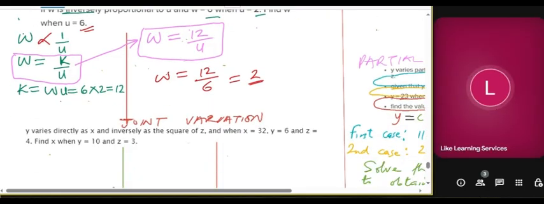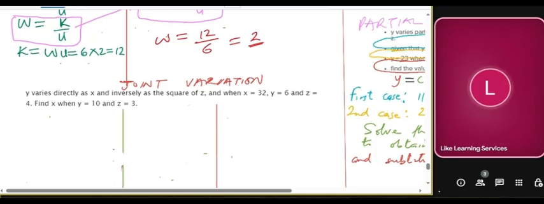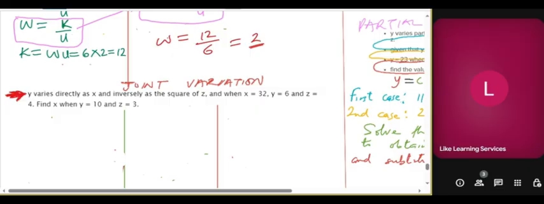Alright, now for joint variation. Joint will have two different kinds of variation, one directly, one inversely. So you just write both. Then look at this question. Can you read it out for joint variation? Y varies directly as x and inversely as the square of z. And when x equals 32, y equals 6 and z equals 4, find x when y equals 10 and z equals 8.